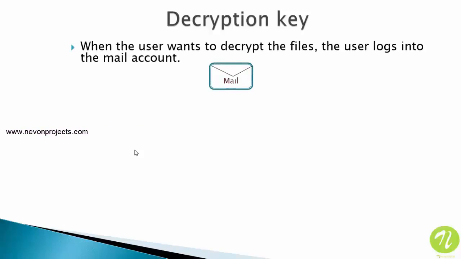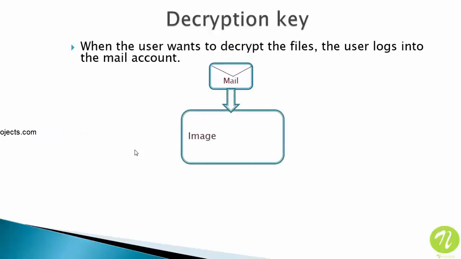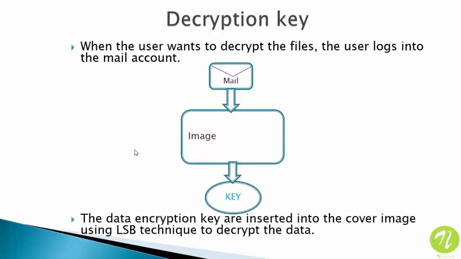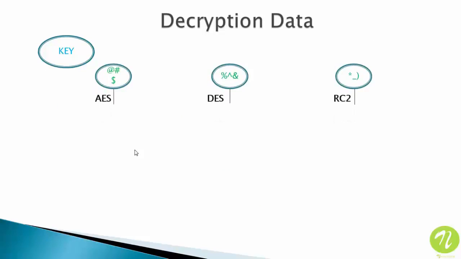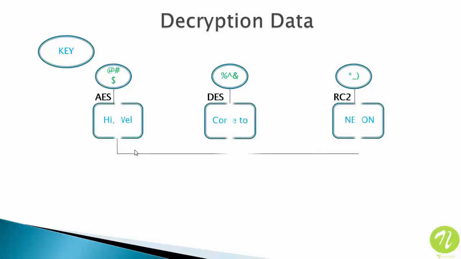As soon as the user receives the key via mail, the key will be embedded in the image using the image steganography technique LSB. The receiver will receive this key, extract the key from the image using the LSB technique, and using this key the user will decrypt the 3 files that the receiver has, using AES, DES and RC2.